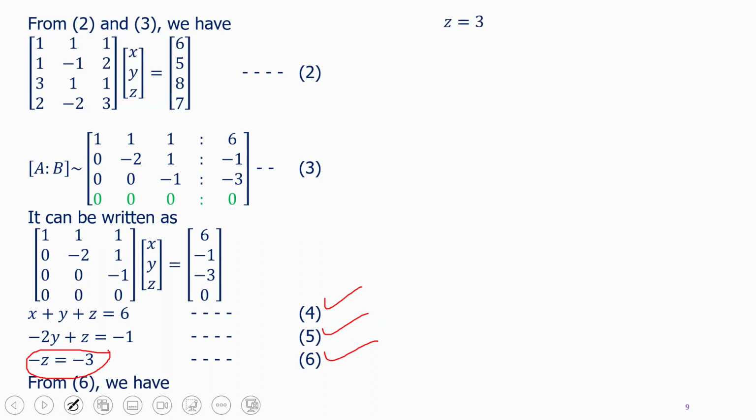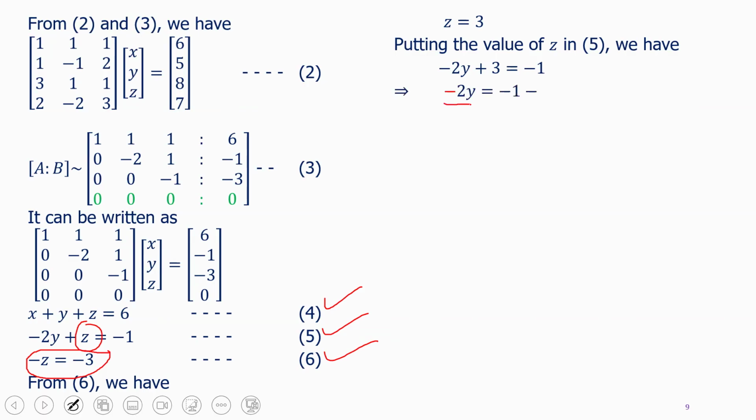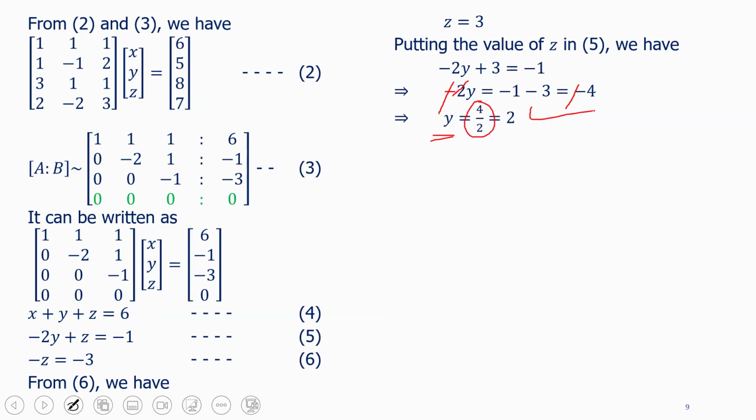Now, if we substitute the value of z in equation number 5, we have -2y plus z, that is 3, equal to -1. So this 3 is moved to the other side: -1 minus 3, which is equal to -4. Then the minus signs cancel and the 2 also cancels, so y is equal to 4 by 2, which is equal to 2. So z equal to 3 and y equal to 2. We obtain the values of two of the three variables.